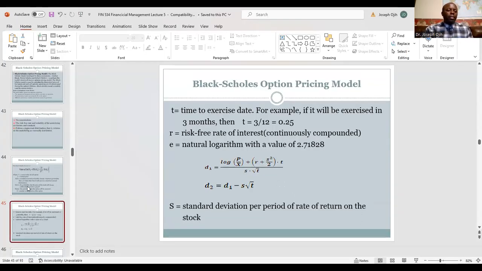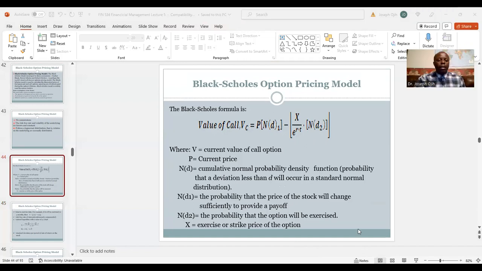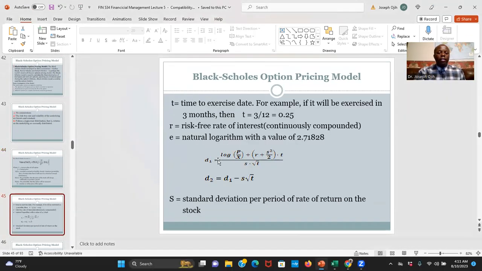Now, remember, part of the formula is N(d1) and N(d2). To find N(d1) and N(d2), first of all, you must find d1 and d2. The formula for d1 and d2, you can see right here. For d1, the formula is ln(P over X) plus (r plus s squared over 2) times T, all over s times root T. s squared means variance. So that will give you d1. You plug in the numbers that I just described.